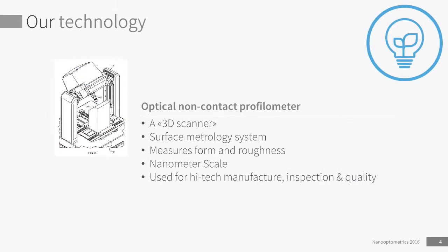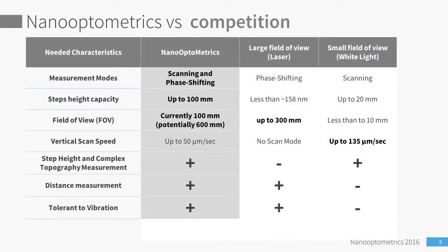Let's see the common technologies. The common technologies in optometrics are laser and white light technology, both with their advantages and disadvantages. The most common technology is laser technology. It has the advantage of a large field of view, up to 300 millimeters, which is very important for the production process. It's tolerant to vibration. The disadvantage of this technology is that it has very low height step capacity, because of physical laws. So it's less than 200 nanometers.